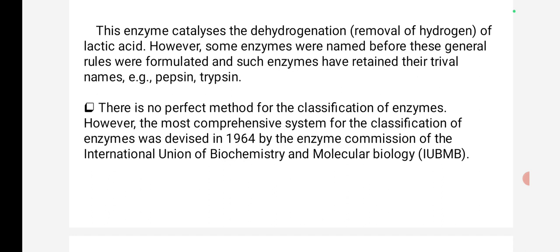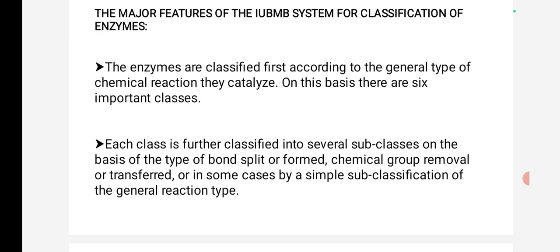However, the most comprehensive system for the classification of enzymes was devised in 1964 by the Enzyme Commission of the International Union of Biochemistry and Molecular Biology, shortly called IUBMB. The major features of the IUBMB system: the enzymes are classified first according to the general type of chemical reaction they catalyze. On this basis, there are 6 important classes. Each class is further classified into several subclasses on the basis of the type of bond split or formed, the chemical group removed or transferred, or in some cases by a simple subclassification of the general reaction type.